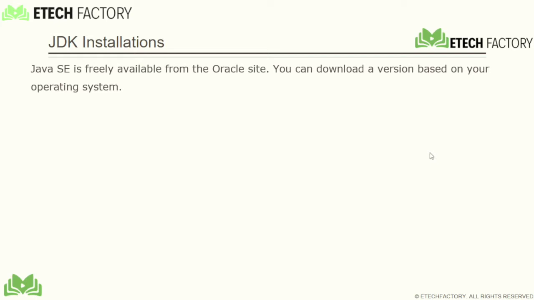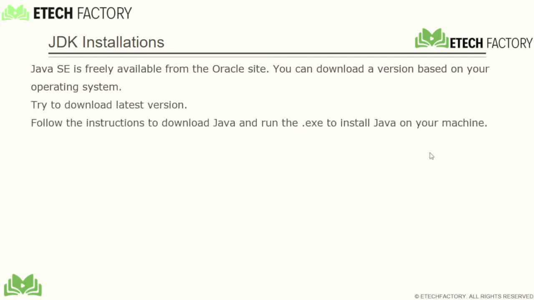Now, once you go to the Oracle website, you try to download the latest version. That is my suggestion. In case it is not possible, you can just download the version which is compatible to your operating system. So once it is downloaded, you just need to open the .exe file which is downloaded and run it. Once you run that, the installation of Java will be done in your system. Now we will go to the Oracle website and see how to download Java from there.